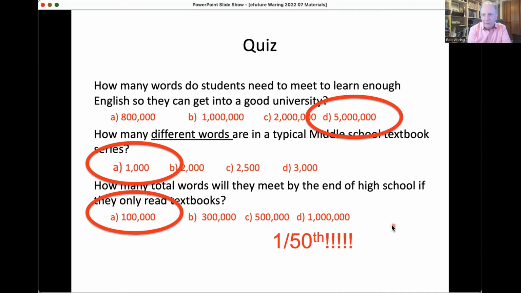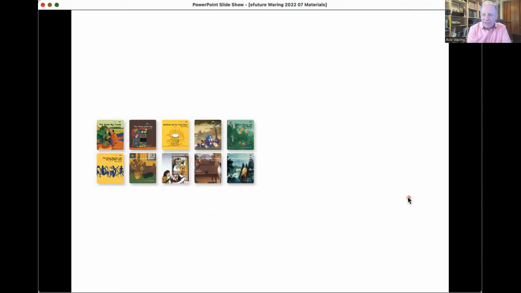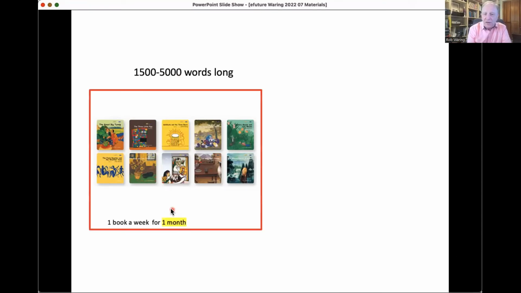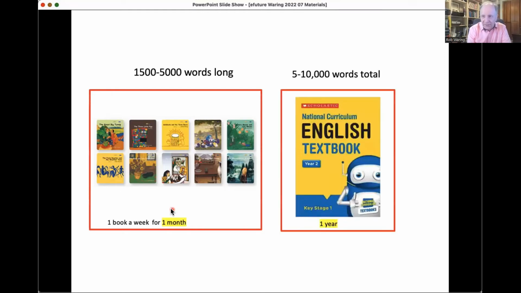1/50th of what they need. So clearly we have a problem here. One reason that graded reading is really useful is that if you have the extensive reading materials, each book is 1,500 or 5,000 words long when they get to the elementary level or above. Some of them are up to 20,000 words. So if the students are reading 1 or 2 books a week, they are basically reading the equivalent of 1 textbook per week.